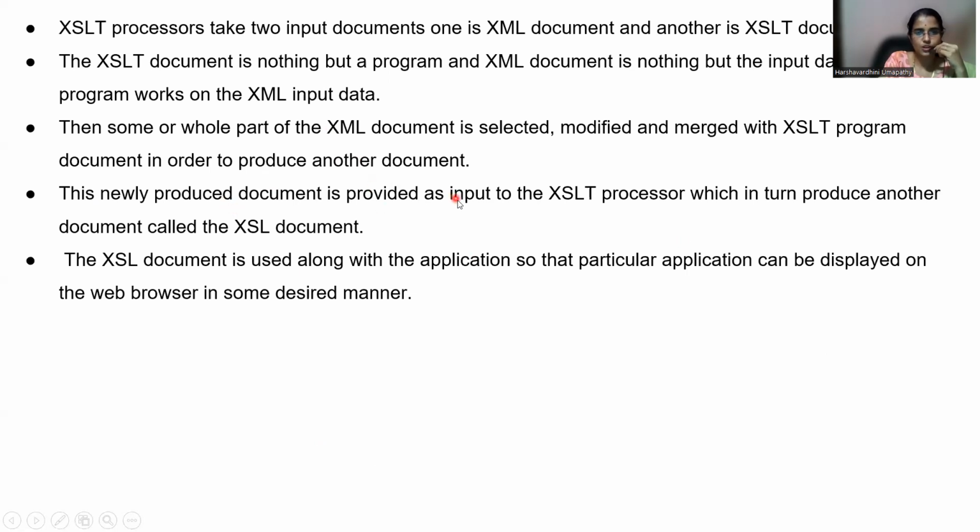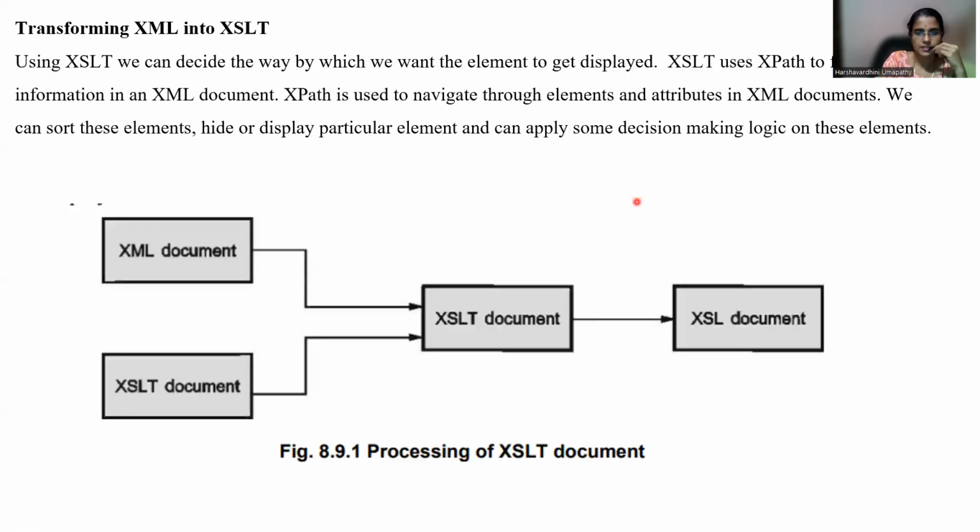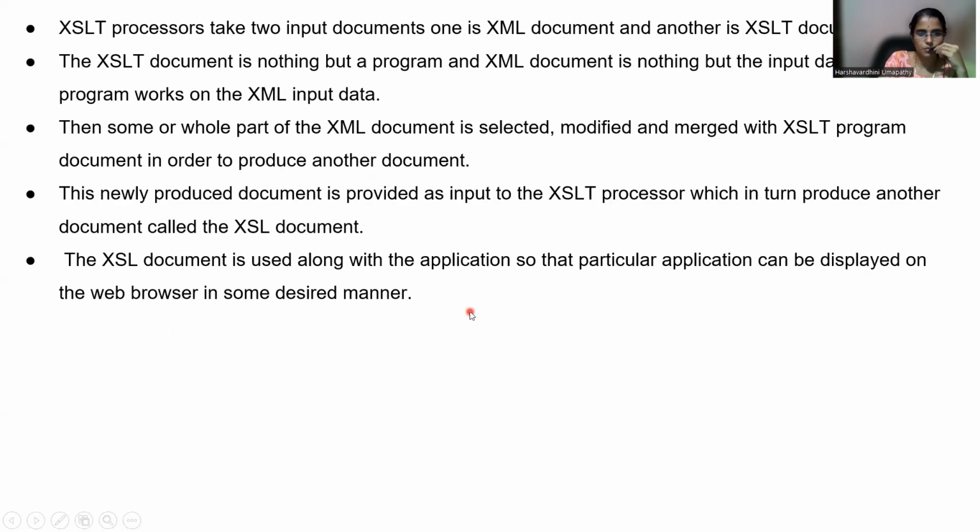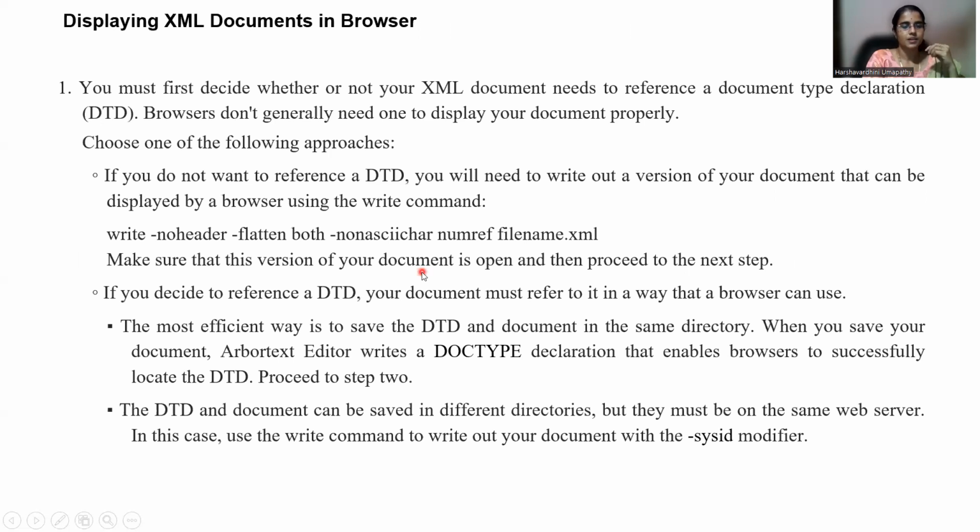And the newly produced document is provided as the input to the XSLT. This is the new document which is provided as the input to the XSLT document. Then finally, this XSL document is used along with the application so that it can be displayed on the web browser. Then displaying XML documents in a browser.